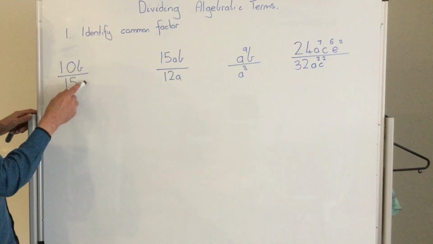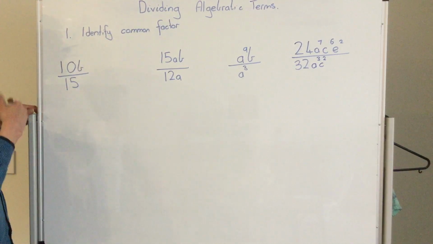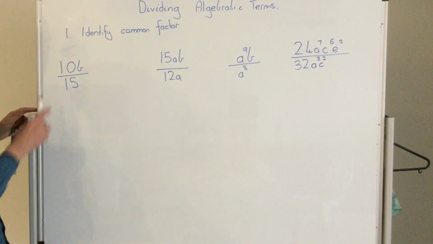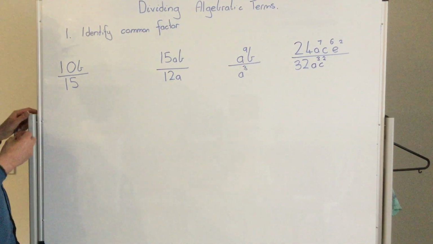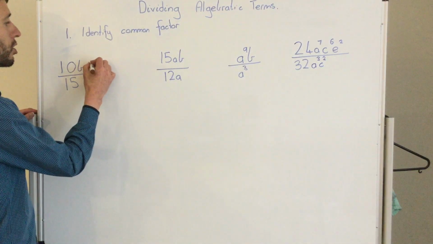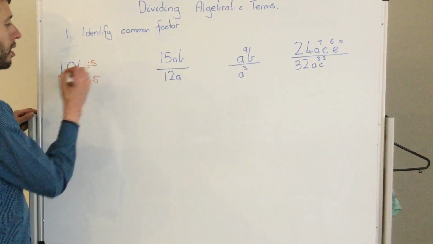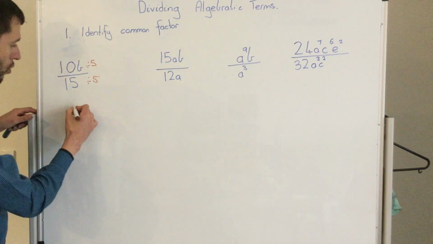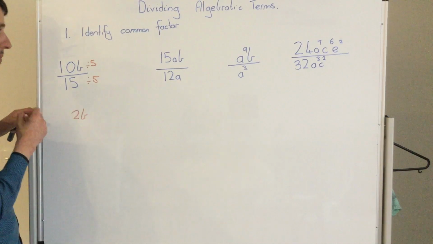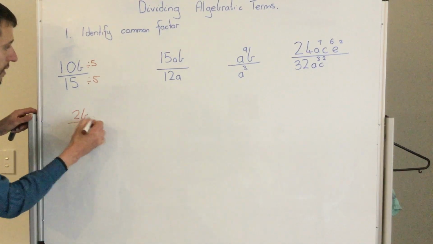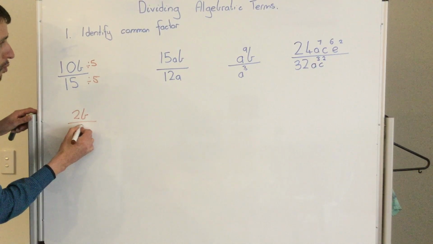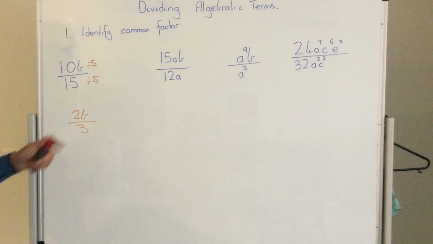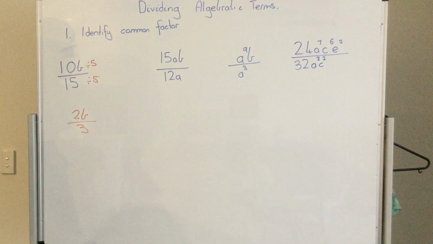Looking at numerator and denominator, we know the letter b is not a common factor, so we'll ignore the letters for now. What is common about 10 and 15? 5 goes into them. So we are going to be dividing the top and dividing the bottom by 5. 10b divided by 5 equals 2b, because 10 divided by 5 equals 2. 15 divided by 5 equals 3. So this is how we are simplifying. Right, so the answer will be 2b divided by 3.